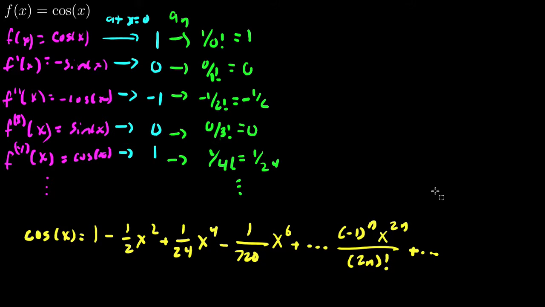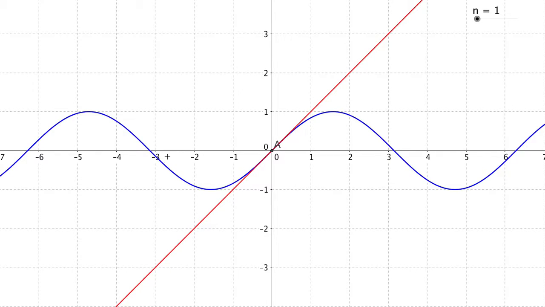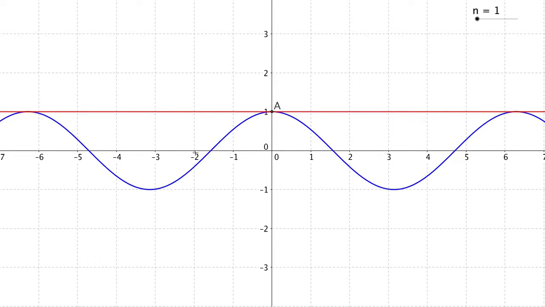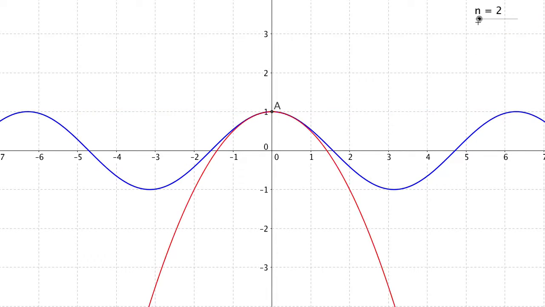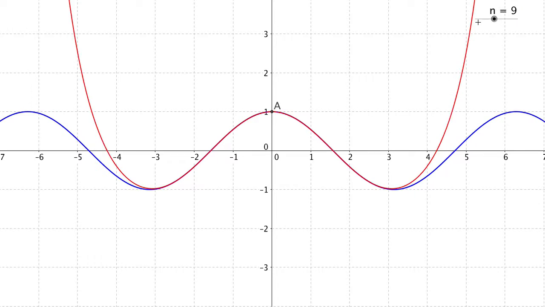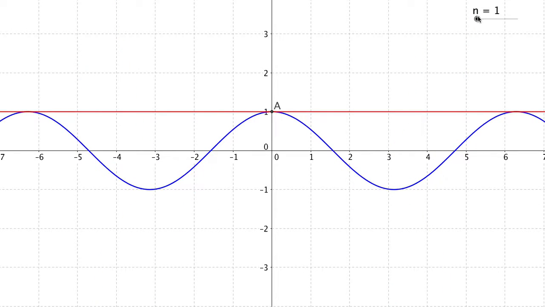And let's look at the graph and see what happens. So I'll change from sine to cosine. And this is the linear approximation of cosine. It's a horizontal line because there is no x term. As I add on more and more terms, you can see that it gets closer and closer to cosine, such that the limit, when I get to infinitely many terms, will be cosine everywhere on the number line, everywhere on the real numbers. Okay?